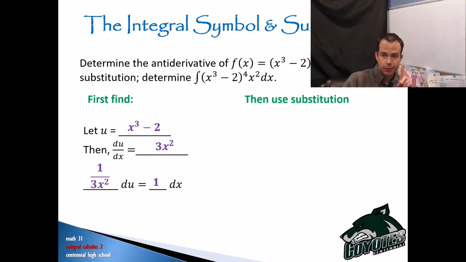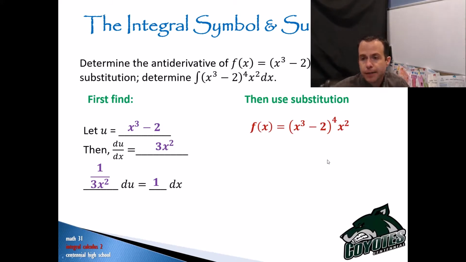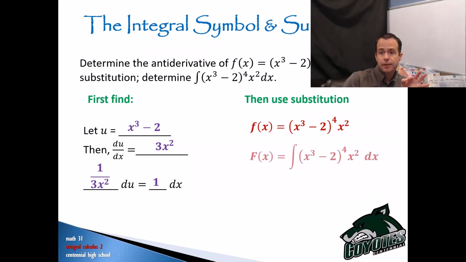Why would I do that? Well, stay with me. Now I'm going to take the integral. So I've been asked to take the integral of f of x, where f of x is (x cubed minus 2) all to the 4 times x squared. So big F of x will equal the integral of (x cubed minus 2) all to the 4 times x squared. Now, here's where the substitution comes involved, okay?